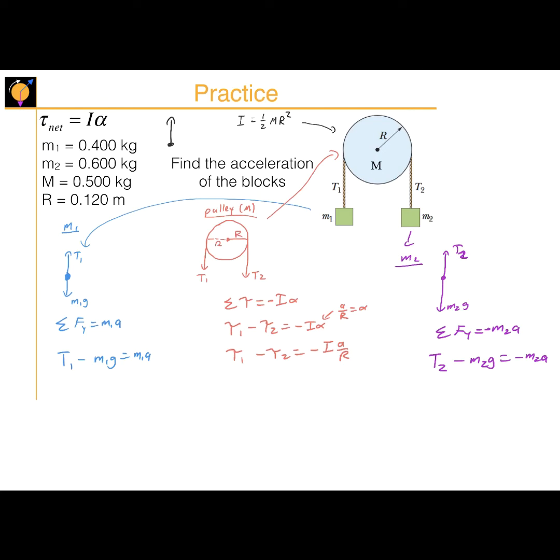So what I'm going to do is solve this one for T1. So T1 here is M1A plus M1G.